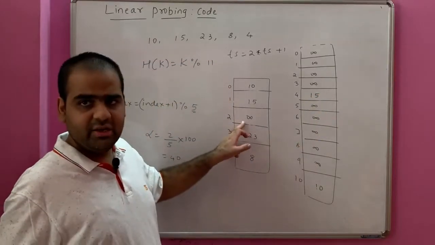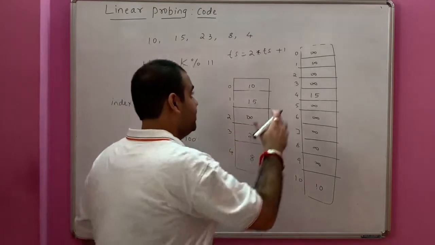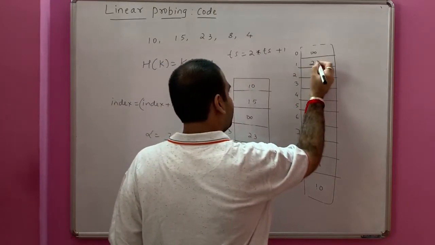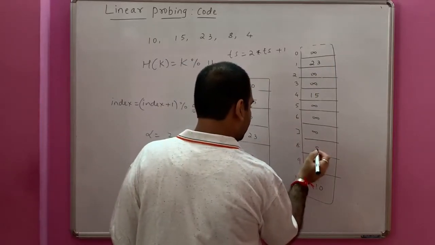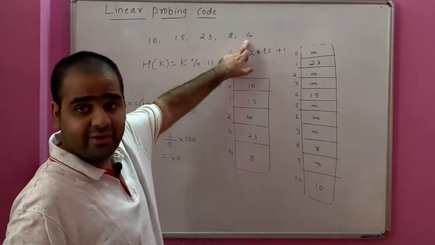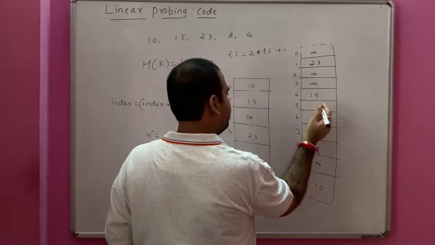Now it is infinity, leave it because it is empty. 23 modulo 11: 11 twos are 22, 1 is the remainder, it is infinity. Therefore, you can add 23 here. 8 modulo 11 is 8, you can add 8 over here. Now, what is the next key you want to add? 4. What is 4 modulo 11? 4. 4 is already taken. Go to the next index and you add 4.